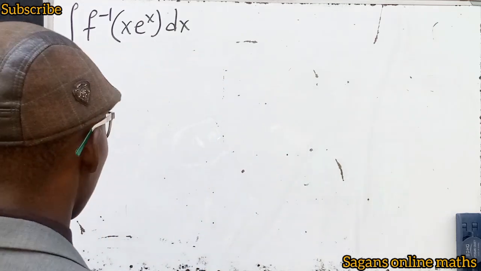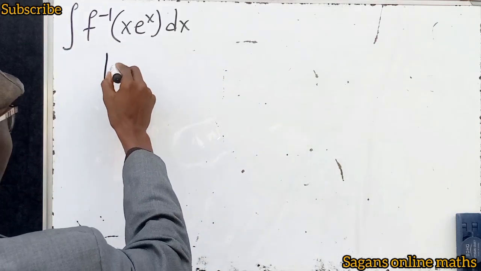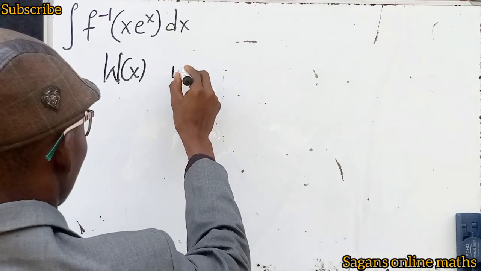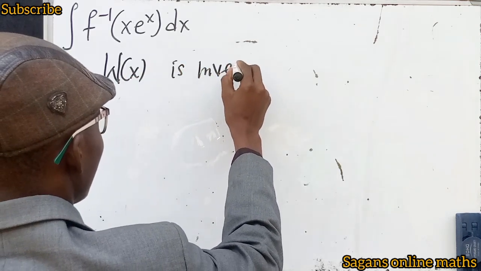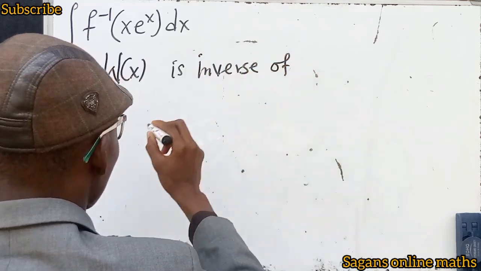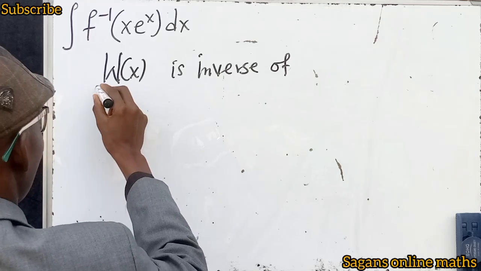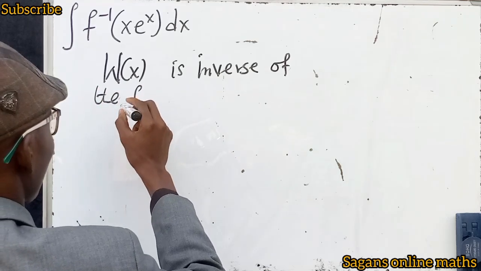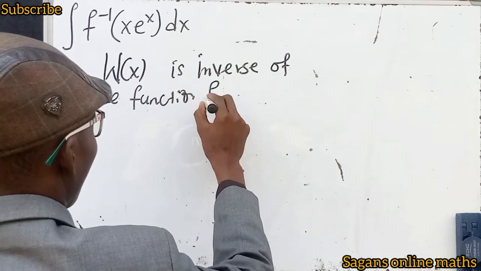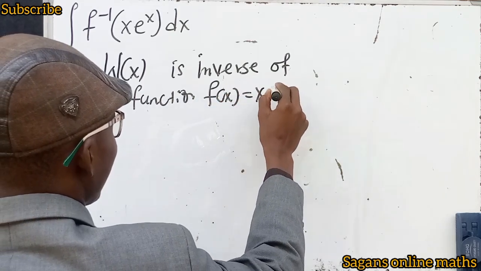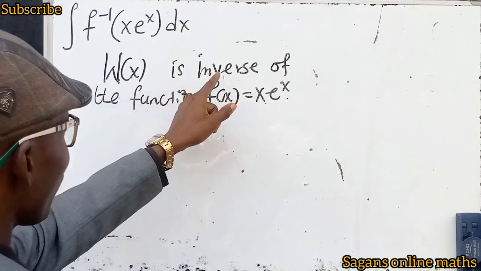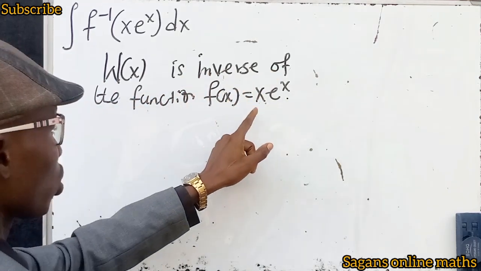Now take note that the function you are hearing about, what is the inverse? The inverse of the function. The function of what? f of x equals s multiplied by e to x. Please take note, this is very important. The function you are hearing about is the inverse of the function f of s equals to what?